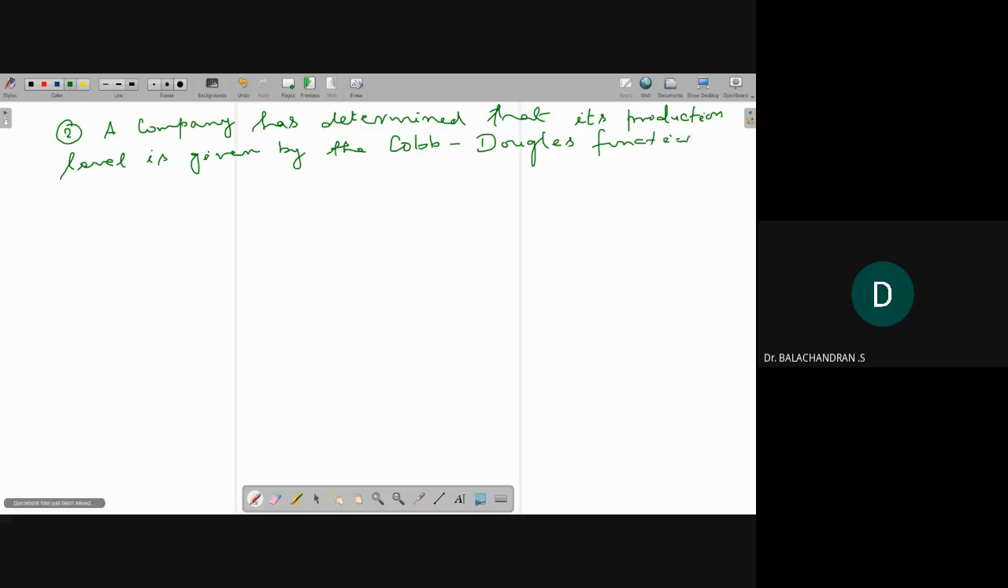So f of x, y equals 2.5 x power 0.45 into y power 0.55. This is the easiest problem, but it may look threatening to you, if you see this problem.